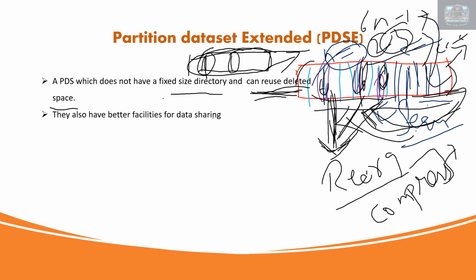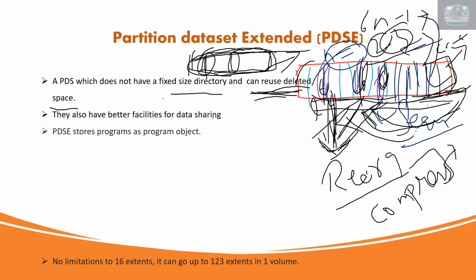And a PDSE stores programs as a program object. The PDSE stores whatever data you have in it in an object form. But coming to PDS files, it will store them as load modules, one by one, and the PDSE stores in a program object type.